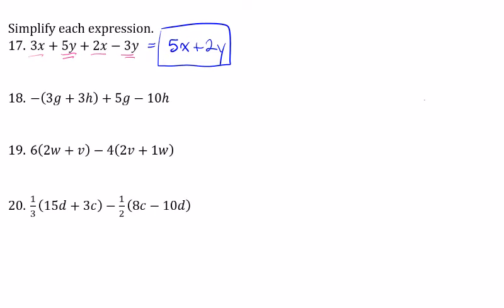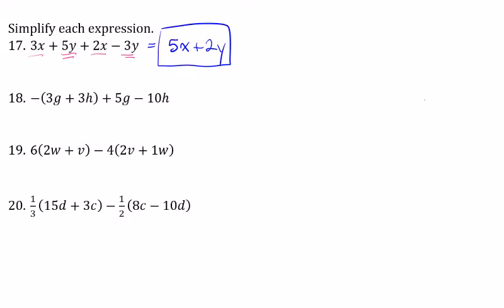Number 18. So here we have this negative in front of the parentheses, right? I want to combine like terms 3g with 5g, but I can't because I have to do what's inside the parentheses first, right? But I can't do what's inside the parentheses because these are not like terms. So this is where the distributive property comes in handy.